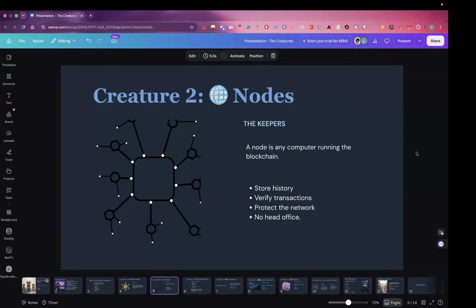We just call them nodes. We don't call them computers. We don't call them servers. We just call them nodes. And they have to communicate with each other to validate the transactions and to ensure that the copy of the database that they have is up to date.